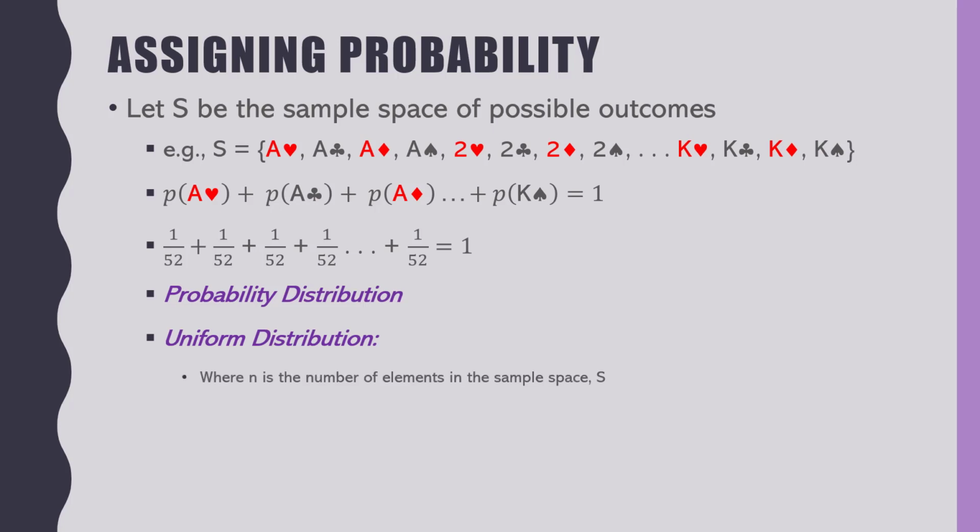So let's look at this idea of uniform distribution now. Where n is the number of elements in the sample space S, starting there, we assign the probability of 1 over n to each element in the sample space. Using our deck of cards there, right? What's n? n is 52. So every single element is 1 over 52, assuming that they all have the equal same likelihood of happening.